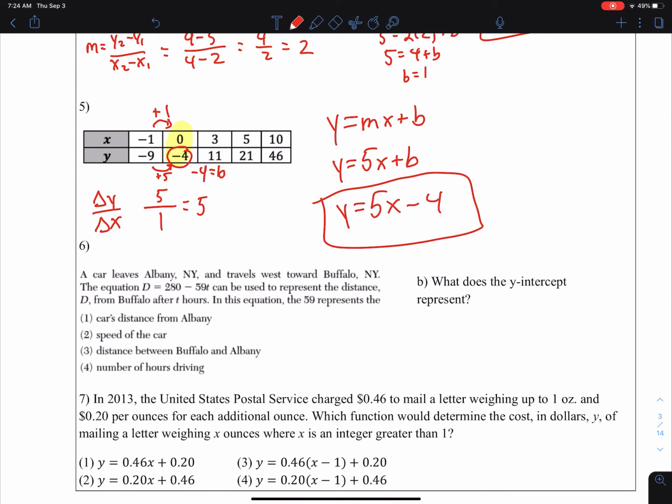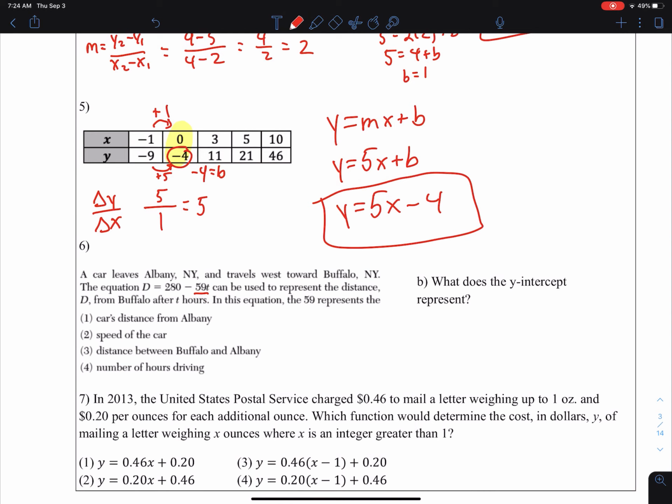So number 6, a car is leaving Albany and traveling to Buffalo. The equation d is equal to 280 minus 59t can be used to represent the distance d from Buffalo after t hours. In this equation, what does 59 represent? So 59 is getting multiplied by t hours.